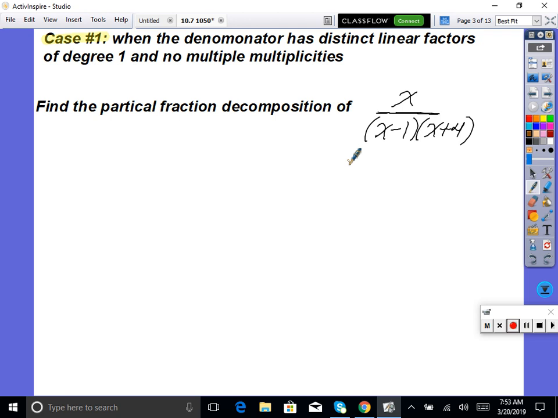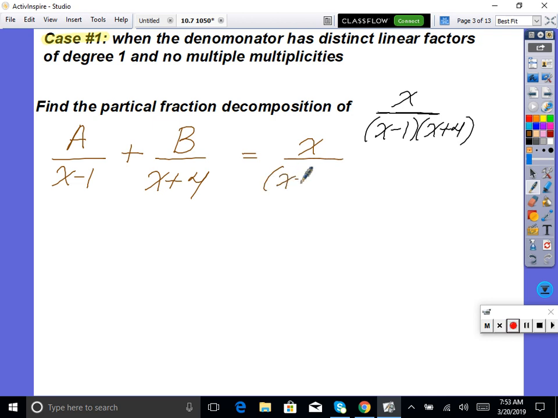So we're going to start out by saying we don't know what's on top, a, over x minus 1, and we've got to add that to we don't know what's on top, so b over x plus 4. We'd get a common denominator to combine to be x. Does everyone agree? So that in the end we want it to equal x over x minus 1 times x plus 4. That is what we want it to be. Agreed? They need to be equal. Yes, we're just now working backwards.